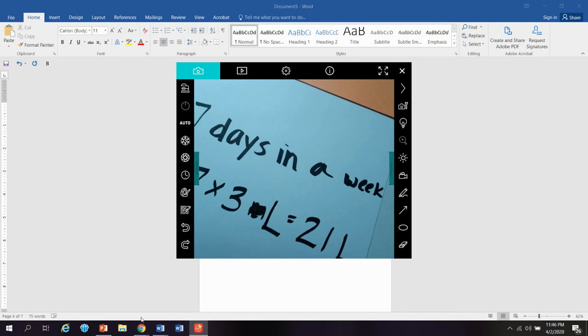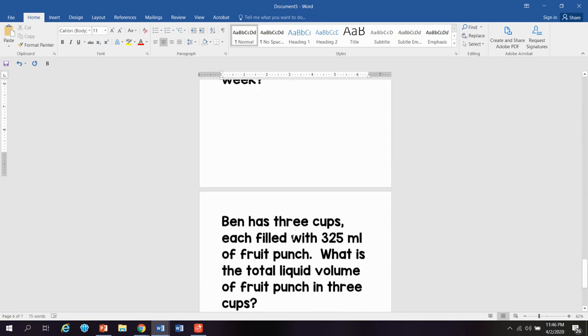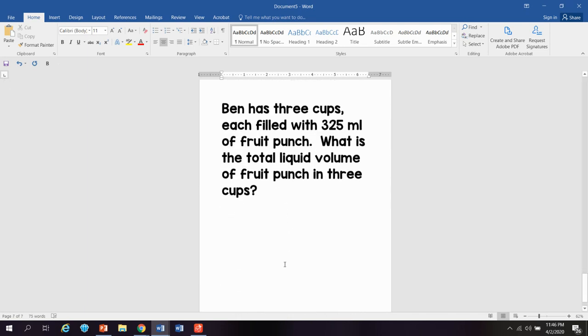Okay, let's look at our next word problem. All right, this time it says Ben has 3 cups, each filled with 325 milliliters of fruit punch. What is the total liquid volume of fruit punch in 3 cups?